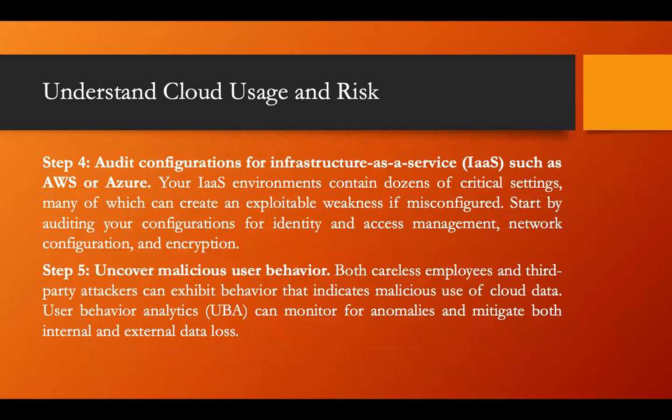Then audit configuration for infrastructure as a service such as AWS and Azure. Now these infrastructure as a service offerings require different critical settings, right? And if we do not configure them perfectly, it may lead to different weaknesses. So always we have to configure the infrastructure as a service in such a way that the vulnerability could be reduced, the weaknesses could be reduced, and overall security could be managed.